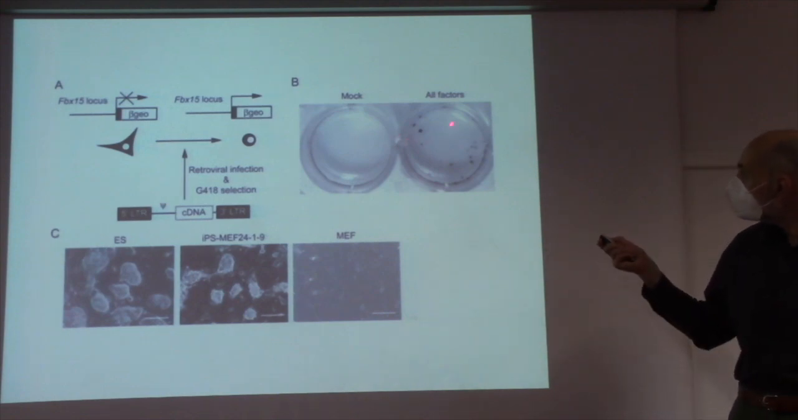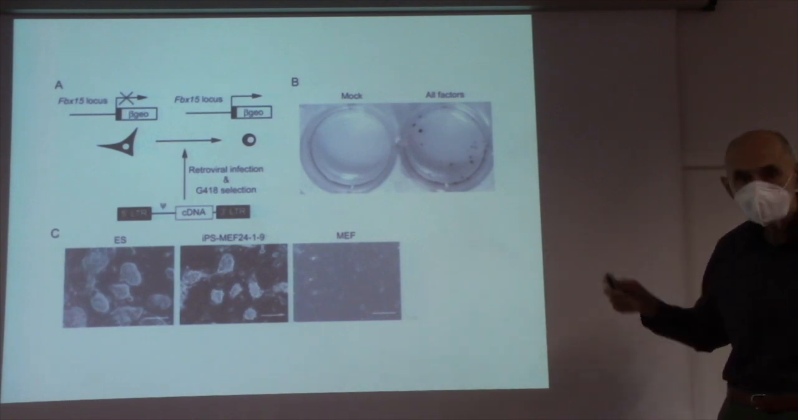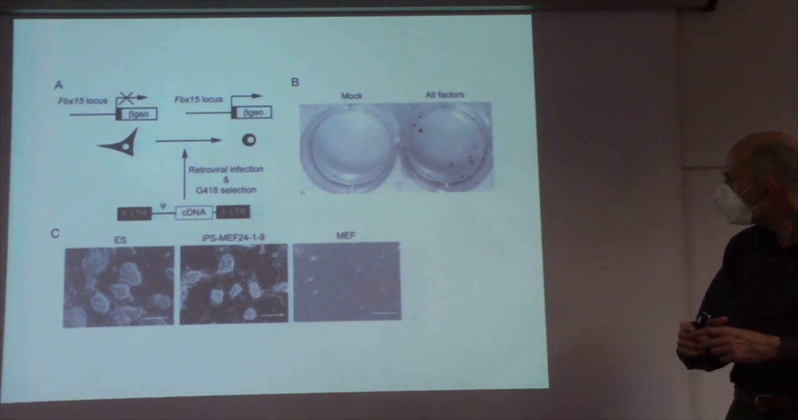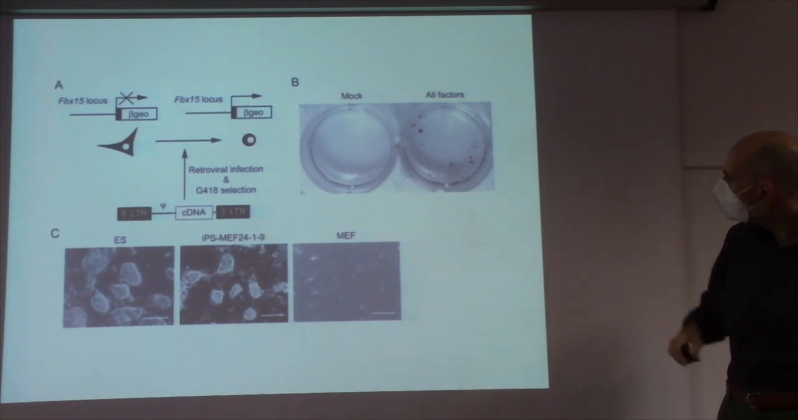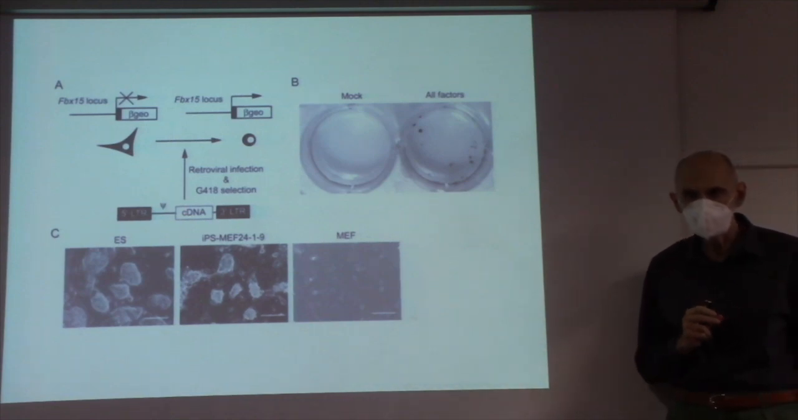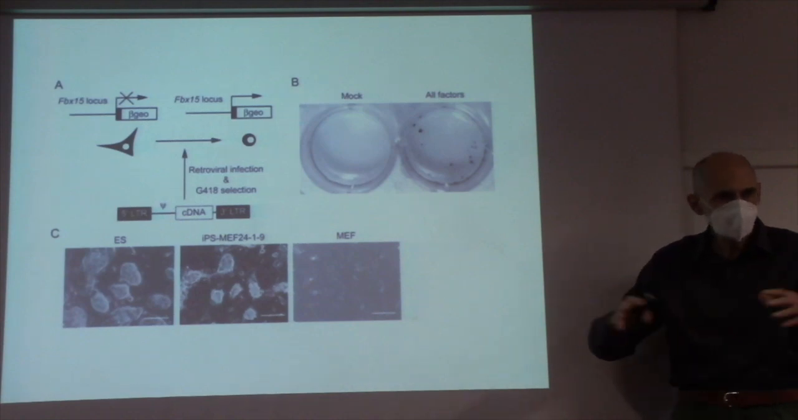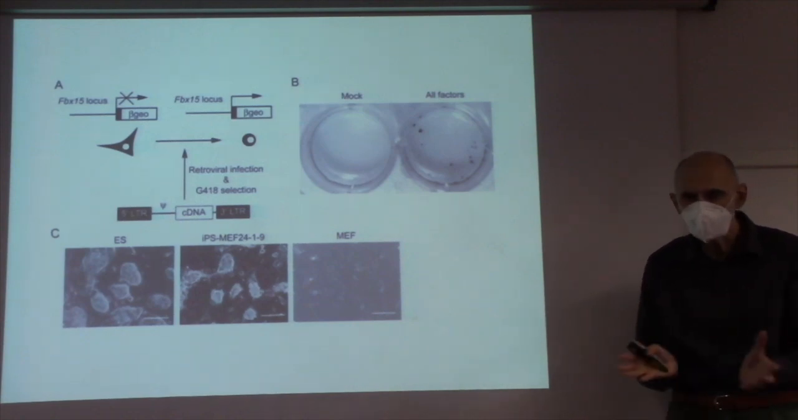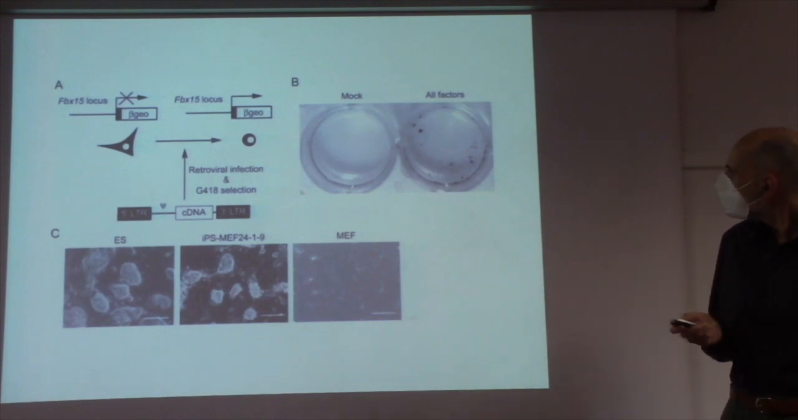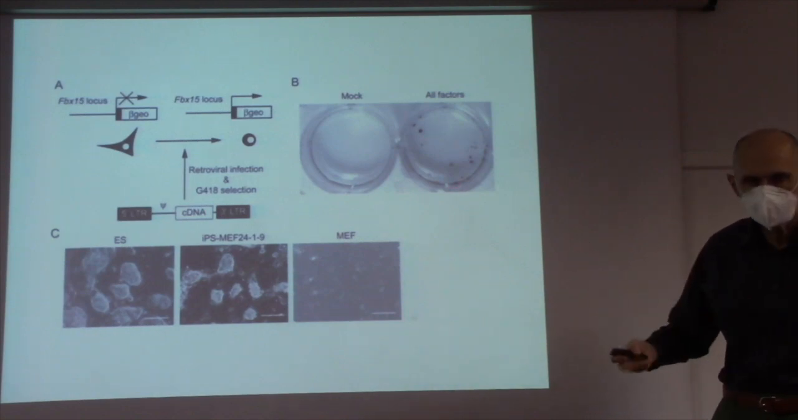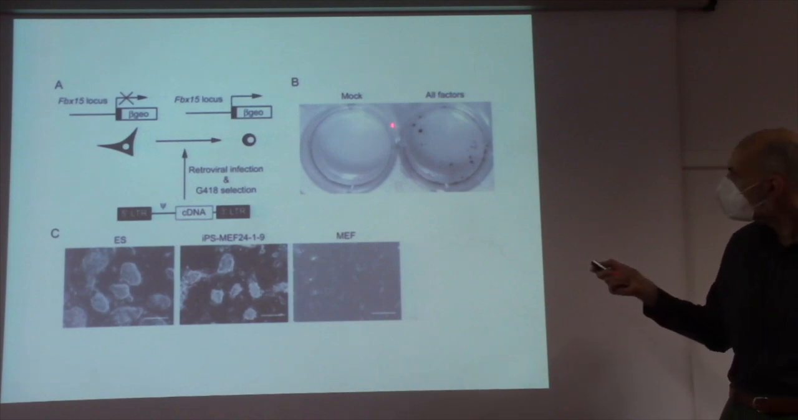We have a plate. This is a tissue culture dish, a petri dish, which is photographed from above. And the black dots that you see here are cell colonies. When a cell grows in an empty space, it forms a colony because the cells move, spread, and form a circular colony. Okay, this is the plate in which the factors have been transduced into the cells. And this is a mock plate.